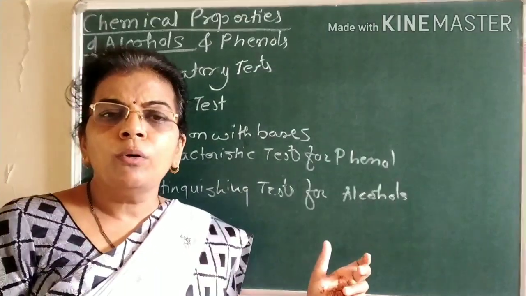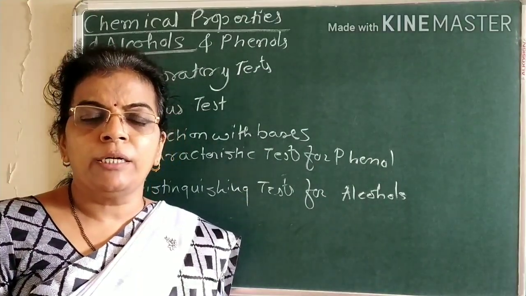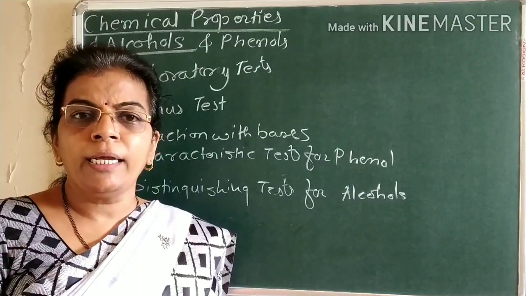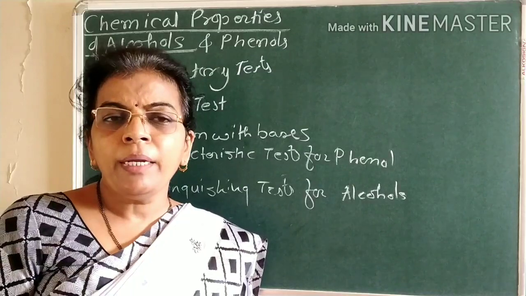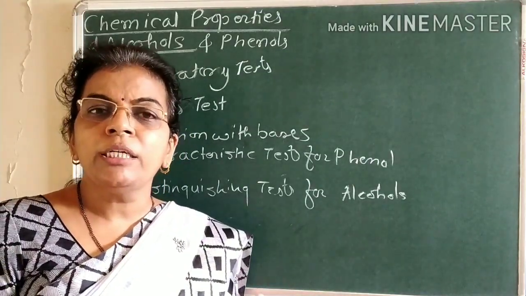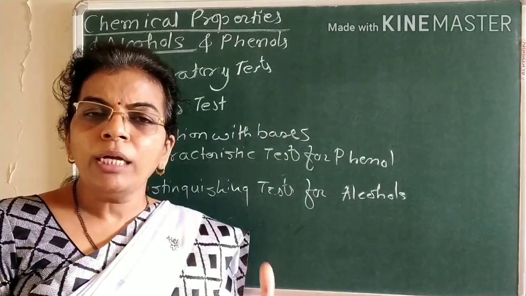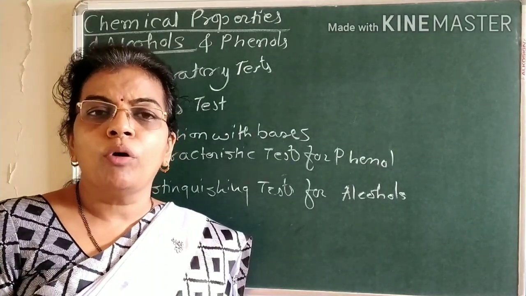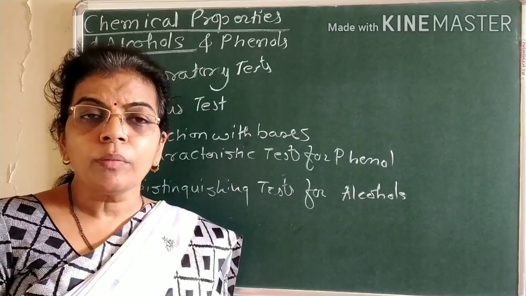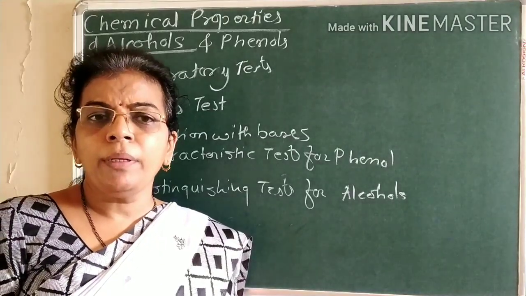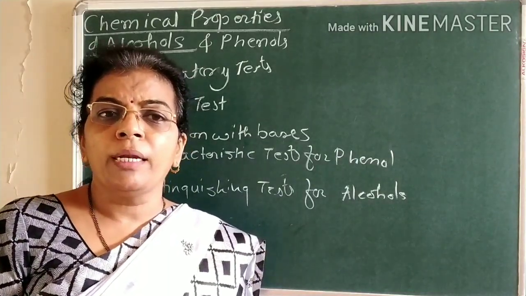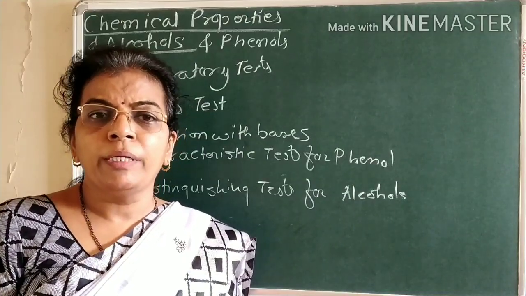When primary alcohols react with Lucas reagent, a primary alkyl halide is formed, but primary alkyl halides are less reactive. Lucas reagent is the mixture of concentrated HCl and ZnCl2. When primary alcohols are heated with Lucas reagent, a primary alkyl halide is formed with water.